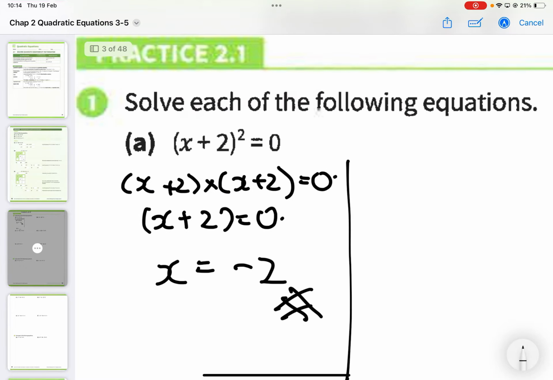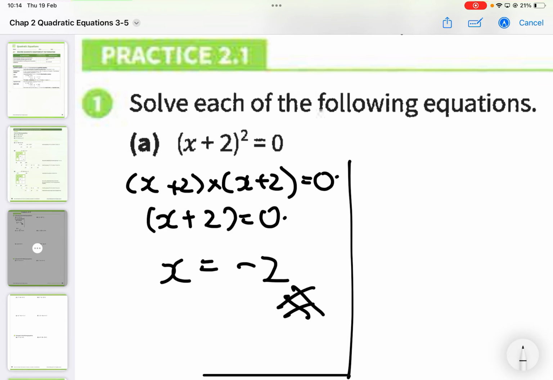Another way to look at this is bracket square equals 0. The only number that multiplied by itself becomes 0 is 0. 1 times 1 is 1. 2 times 2 is 4. 3 times 3 is 9. Negative number times negative number. Any number multiplied by itself. 0.2 multiplied by itself will be 0.04. Any number multiplied by itself still has a value. The only number that multiplied by itself becomes 0 is 0.